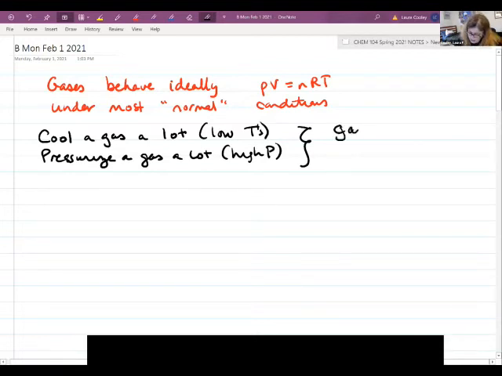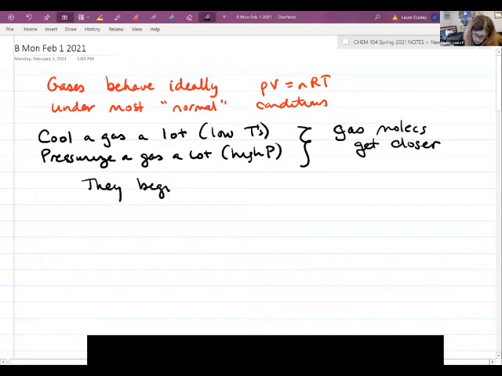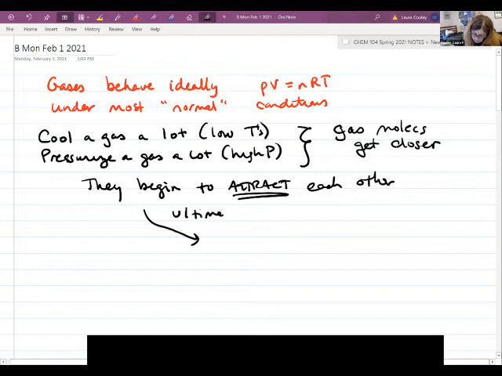Because then gas molecules get close. Because if you decrease the temperature, you're going to decrease the volume. If you increase the pressure, you're going to decrease the volume. So these things squeeze gas molecules together, okay? And what happens is they begin to attract one another. And the ultimate consequence of this, as I've said before, is they form liquid.